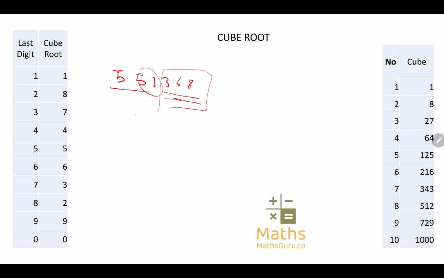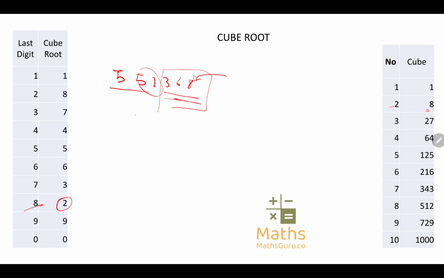So what we will do is check the last digit. If it's 8, we refer to this table. These are the symmetric tables. On the right-hand side table, I have written the cubes of all the numbers from 1 to 10. If I do the cube of 2, it's 8. So if a number ends with 8, the last digit of the cube root would be 2.